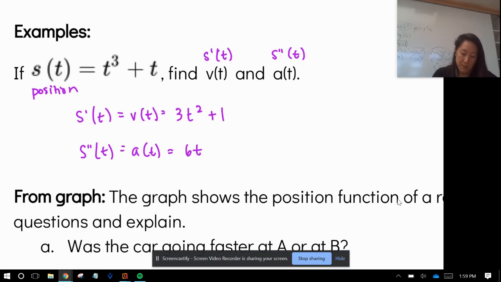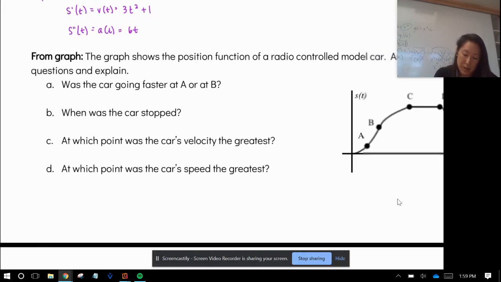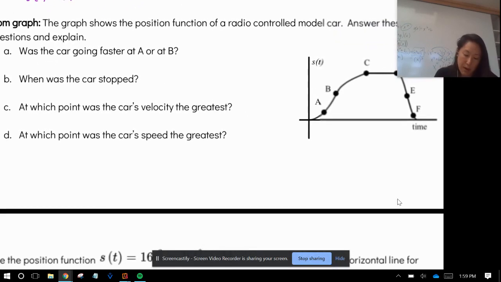We've done those before. All right, so let's do an example from a graph. The graph shows the position function of a radio-controlled model car. So it is going to the right, to the right, to the right, and then back to the left. Answer these questions and explain.